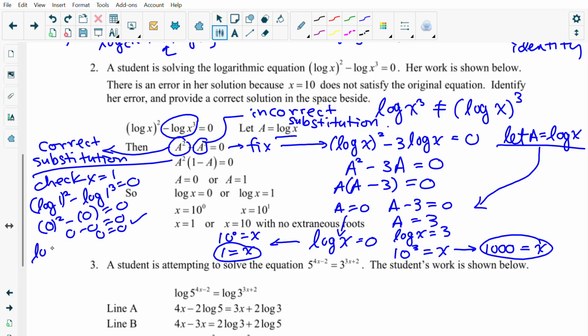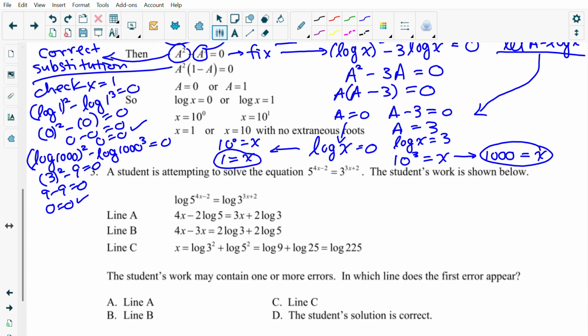Let me check the other one. I have log of 1,000 squared minus log of 1,000 cubed. And what does that equal? That's 3 squared minus 9 equals 0. 9 minus 9 equals 0. 0 equals 0. That is a check. Left side equals right side. Okay? Done with number 2. That's a challenging one. Tricky, tricky.